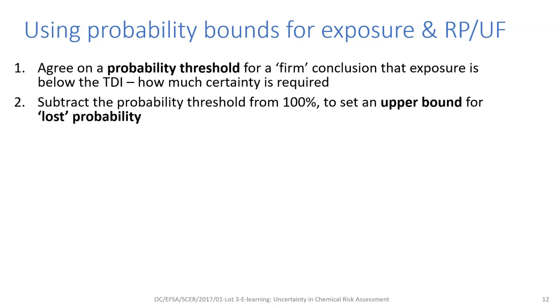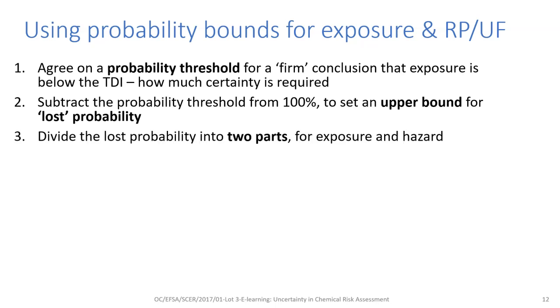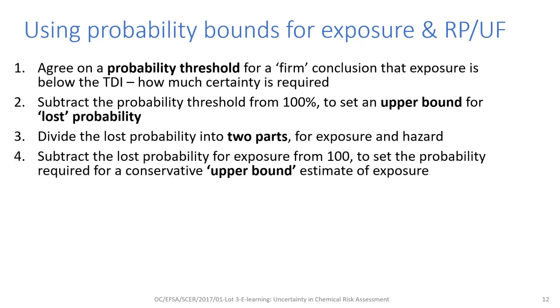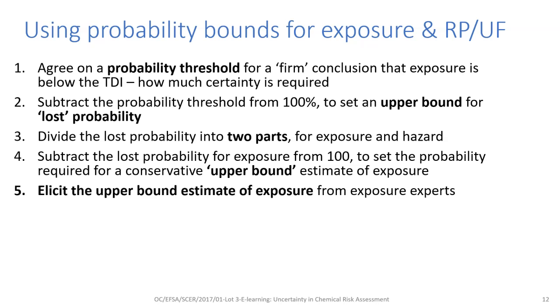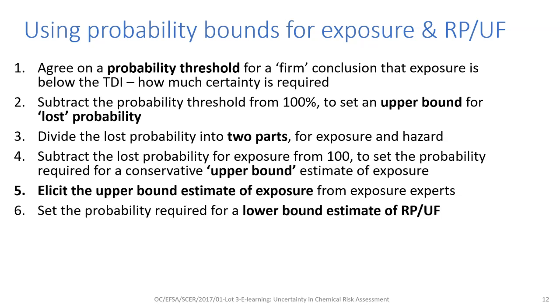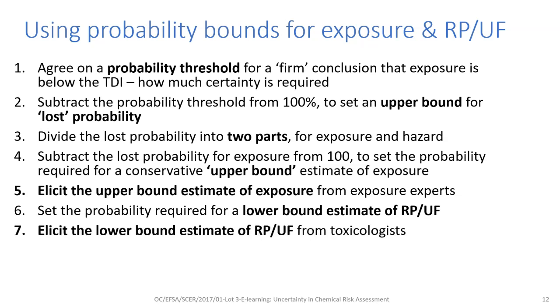Subtract your probability threshold from 100% to set an upper bound for loss probability. Divide the loss probability into two parts, for exposure and hazard. Subtract the loss probability for exposure from 100% to set the probability required for a conservative upper bound estimate of exposure. Elicit the upper bound estimate of exposure from your exposure experts following the semi-formal elicitation process that is described in presentation 2. Set the probability required for a lower bound estimate of RP over UF by subtracting the loss probability for hazard from 100%, and elicit the lower bound estimate of RP over UF from toxicologists.